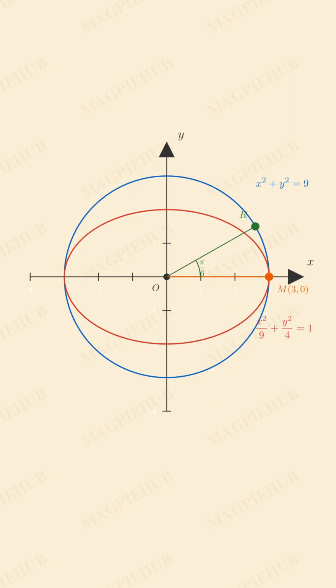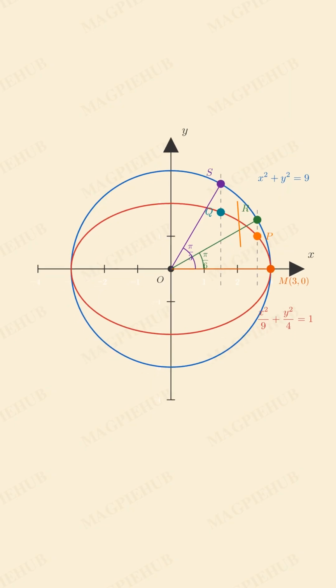Point R is on the circle where the angle ROM equals pi by 6, and point S is where the angle SOM equals pi by 3. Points P and Q lie on the ellipse, sharing the same x coordinates as R and S respectively. Let us keep this diagram as a reference while we solve the problem.